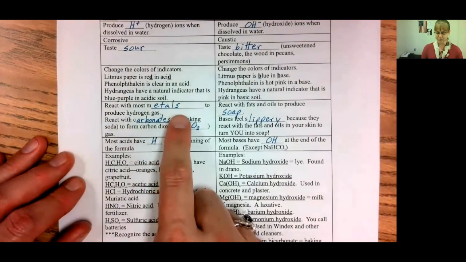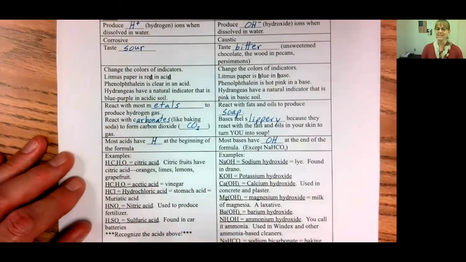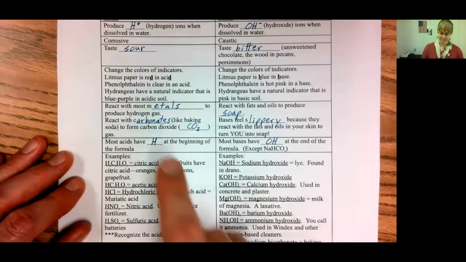Acids will react with most metals to produce hydrogen gas. That's why acid rain can eat away at a metal statue or a metal bridge, because it will dissolve the metal and produce the hydrogen gas.